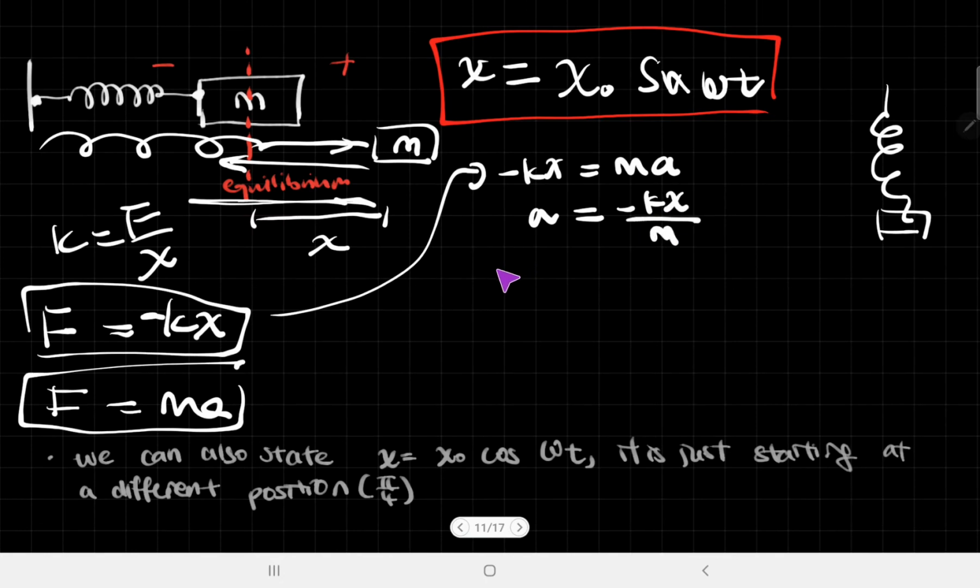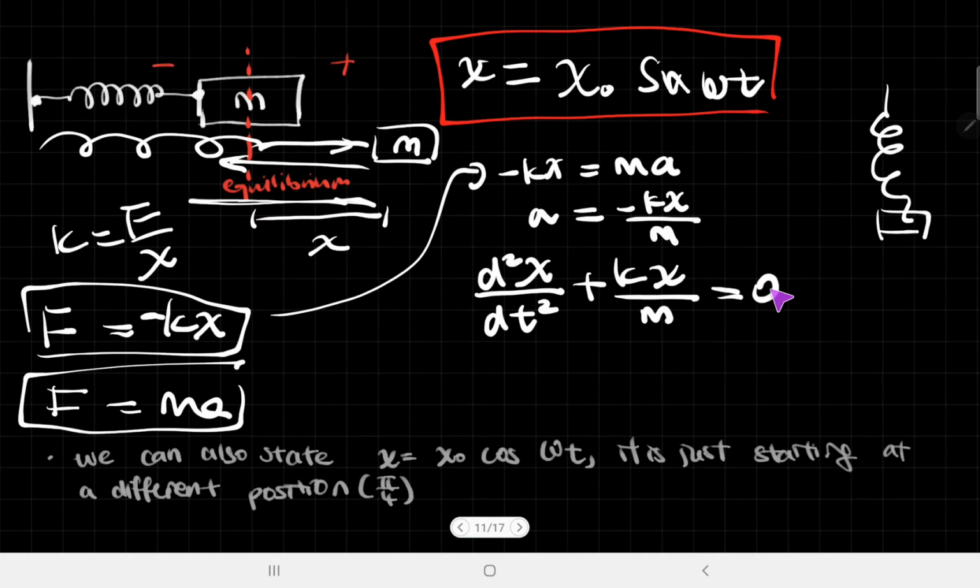Now we know that a is going to be d squared x divided by dt squared. If you differentiate x with respect to time once, you get the velocity, the rate of change of displacement per time. If you differentiate it one more time, you're going to get the acceleration. So that's why I've put this differential equation over here. And we can put this thing over here. We get d squared x over dt squared plus kx divided by m equals 0.